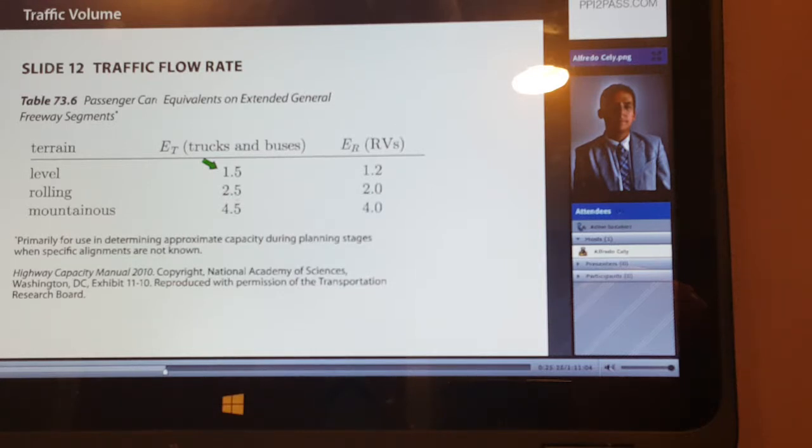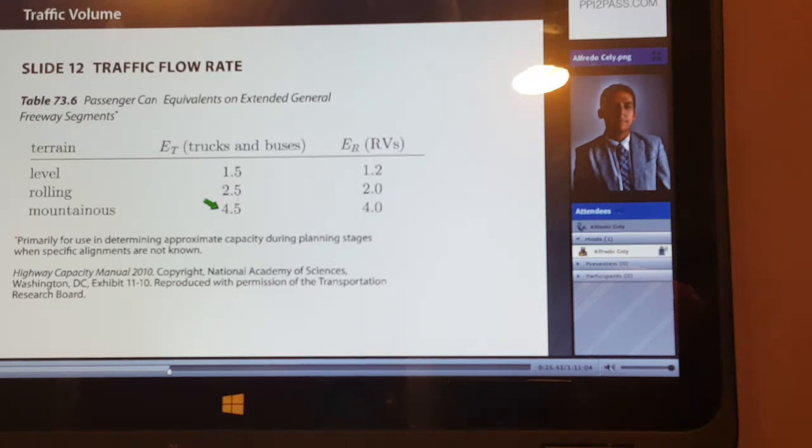Now, when we have grades, our trucks, buses, and RVs are not going to be able to accelerate and move as fast as a passenger car. Therefore, they will have this traffic shadow behind them. So that traffic shadow takes up more space on the highway. So that's why when you have steeper grades, trucks and buses will be about 2.5, and RVs will be about twice as much as a passenger car.